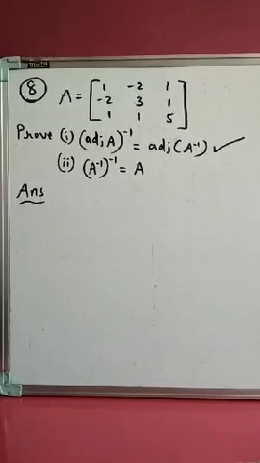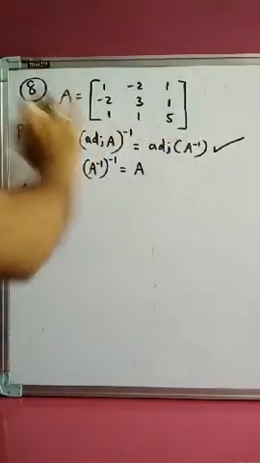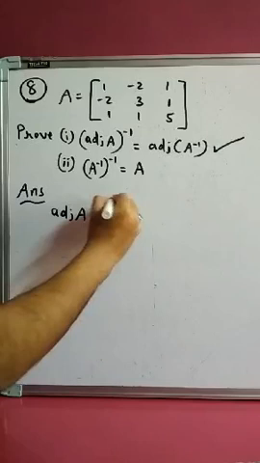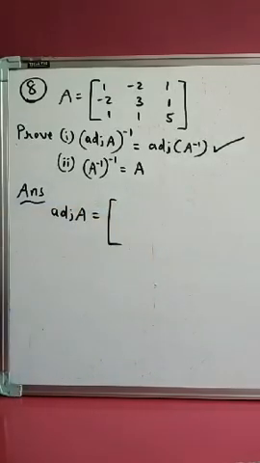See, matrix A is given, so you can easily get its adjoint of A. I hope all of you know how to find the adjoint, how you are supposed to find the adjoint for a 3 by 3 matrix. If you are not remembering, then check the previous exercise, where we have solved a lot of sums for that. This is just for your practice.